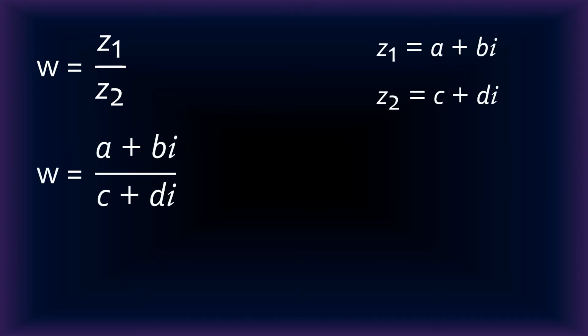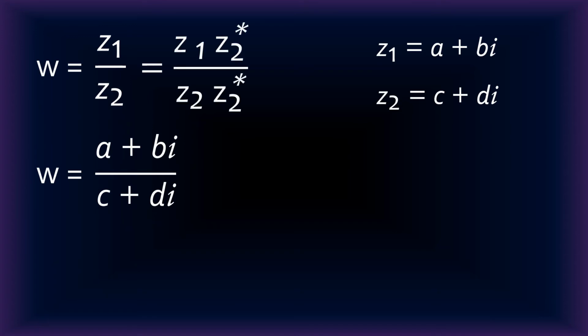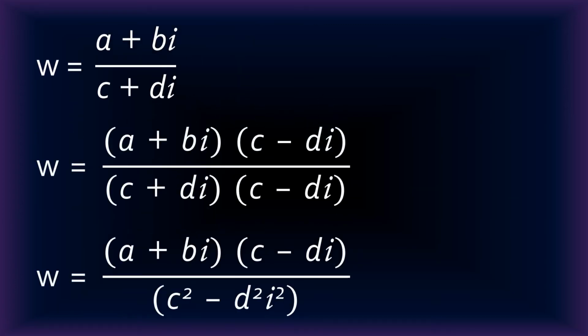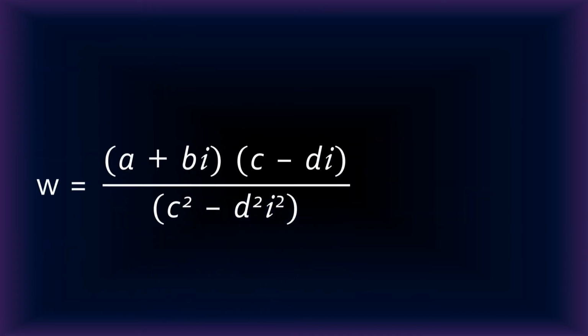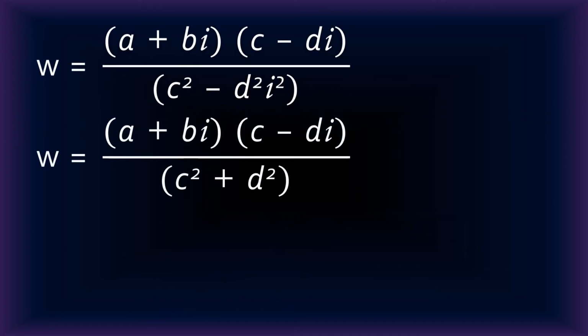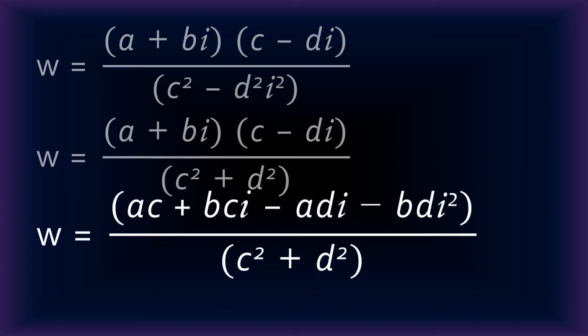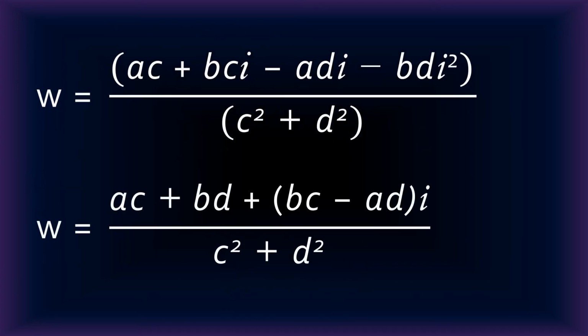Well, let's look at the problem w equals z1 divided by z2, where all are complex numbers. We can solve this algebraically, but we run into a bit of a problem. There's an i in the denominator. We can work around this by multiplying both sides by the conjugate of z2. If you remember the difference of two squares, then we can see that this i squared becomes a negative 1, which makes the denominator just c squared plus d squared. Okay, so algebra, algebra, algebra, and we get this closed form solution.